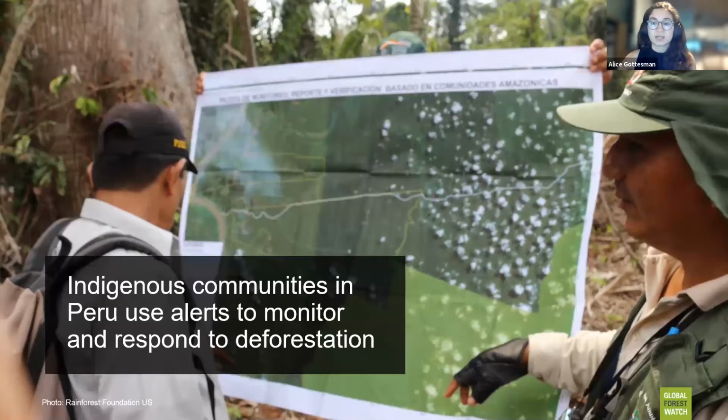So this is just one example of how deforestation alerts have been used in Peru. In 2017, Rainforest Foundation US began supporting the community monitors in Peru in monitoring and verifying deforestation in their respective indigenous communities through the use of GLAD alerts and the Forest Watcher mobile application, leading to the discovery, investigation, and halt of a large illegal coca farm.